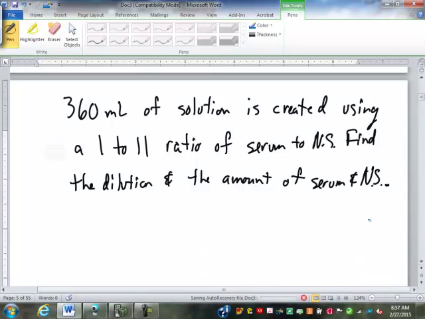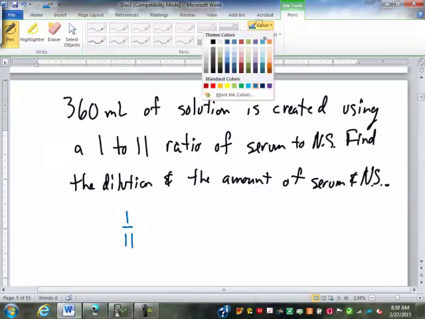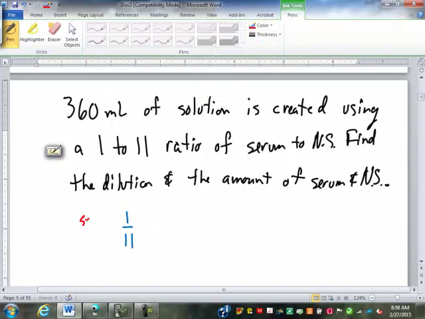Let's take a peek at this one. So it's a 1 in 11 ratio of serum to saline. But one of the things we need to find is the dilution, which of course is serum to total. What's that going to end up being? 1 to 12. Very good. Still only 1 part serum, but we have the 1 plus the 11 to make 12 total parts.